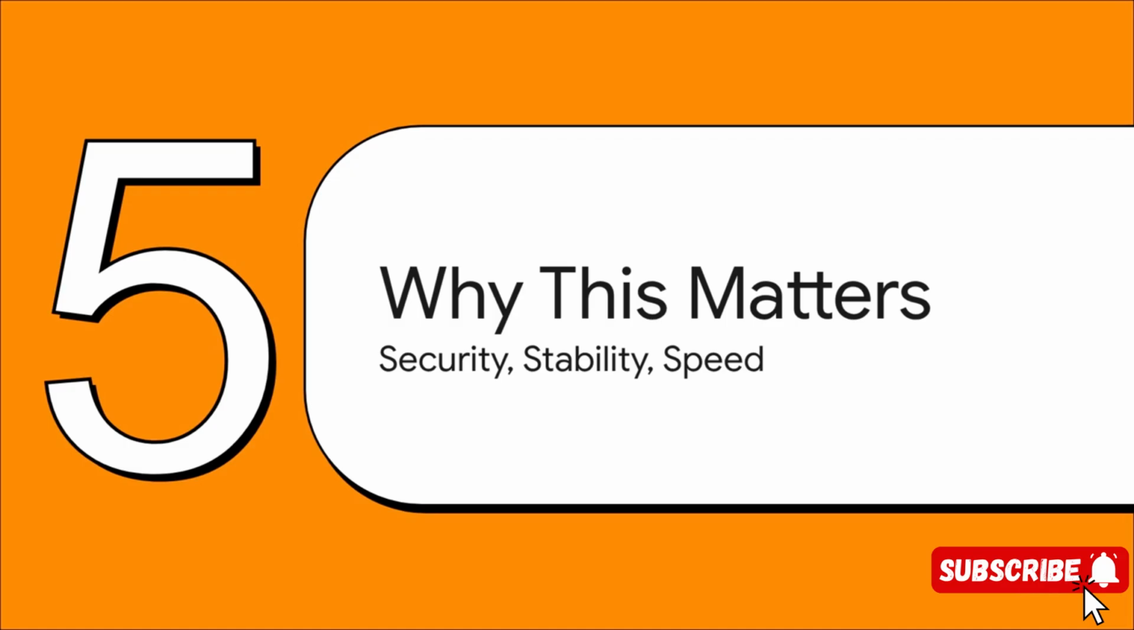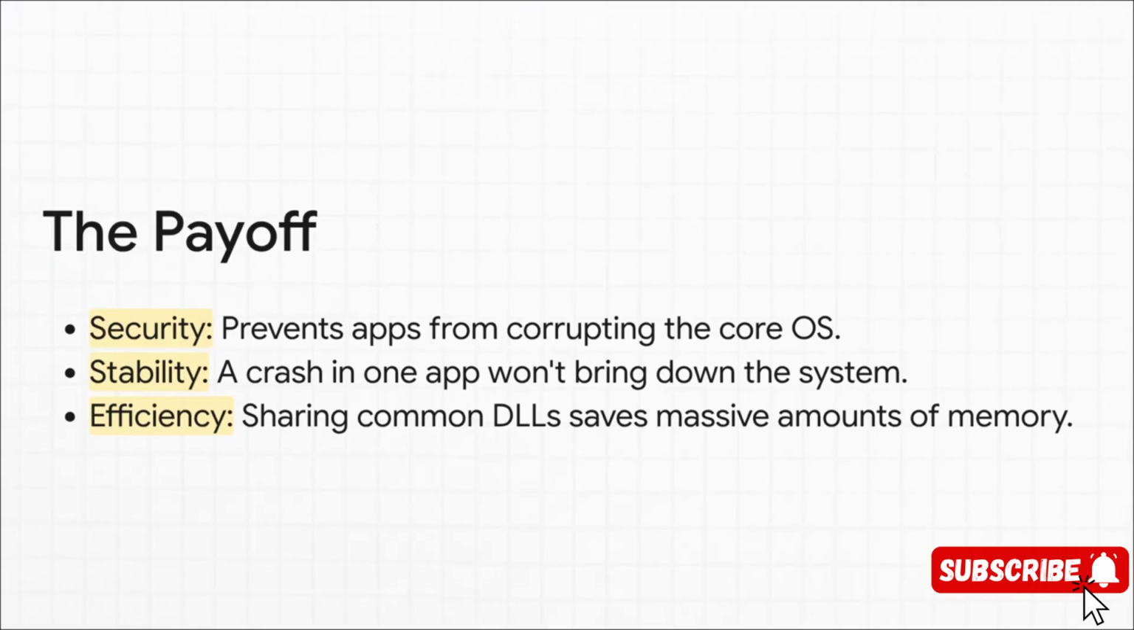Which, of course, raises the big question. Why? Why all this complexity? Why is this intricate process so fundamental to how your OS actually works? Well, the payoff is just immense. That user and kernel mode separation, that's the bedrock of system security. It's what stops a buggy application from scribbling all over critical OS data. The private address space for each process gives you stability. When one app crashes, it doesn't take everything else down with it. And the whole system of shared DLLs is just incredibly efficient. Core components like NTDLL are loaded into physical memory just once and then shared among all the running processes, which saves a huge amount of RAM.